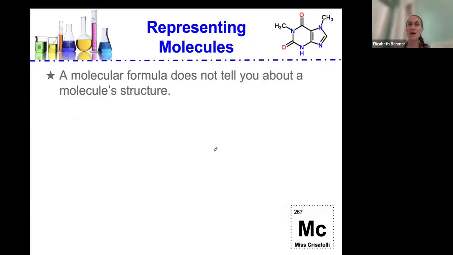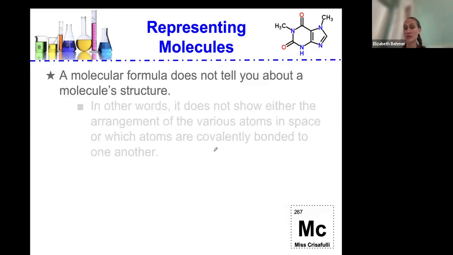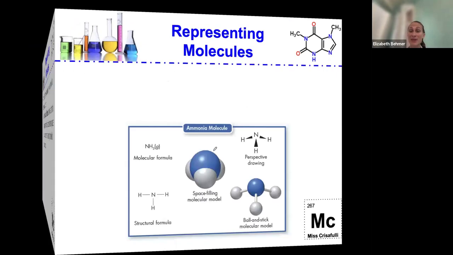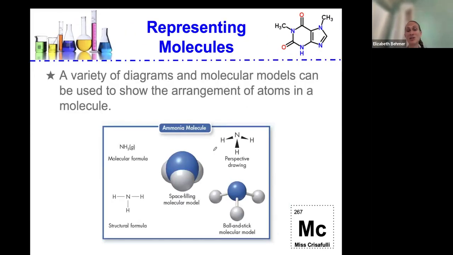A molecular formula does not tell you about the molecule structure. For example, the molecular formula does not show either the arrangement of the various atoms in space or which atoms are covalently bonded to one another. A variety of diagrams and molecular models can be used to show the arrangement of atoms in a molecule. And we see that here.